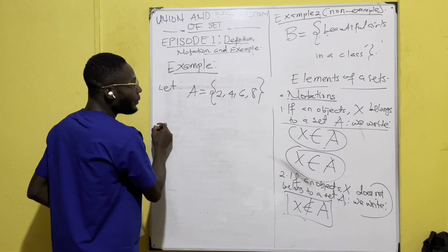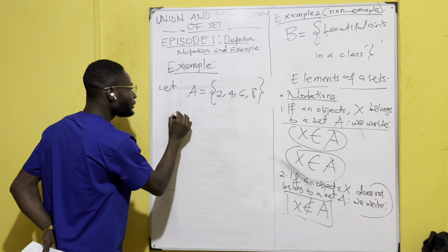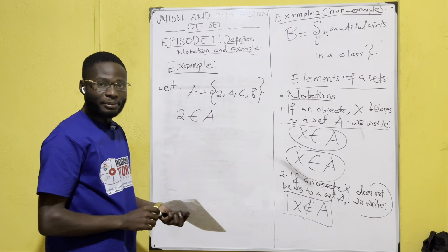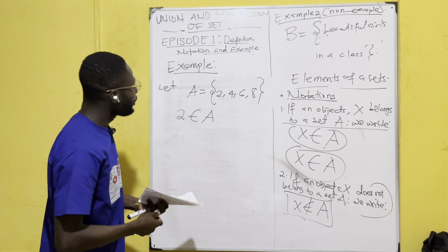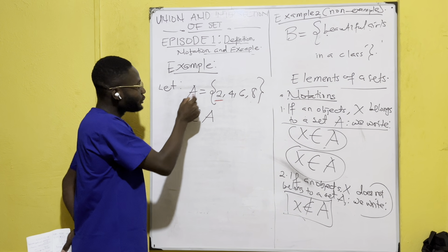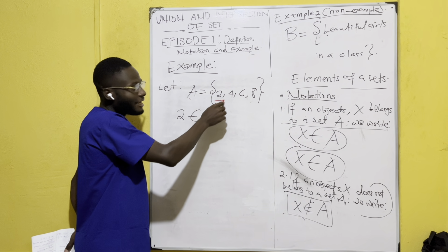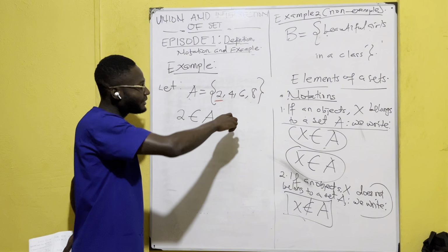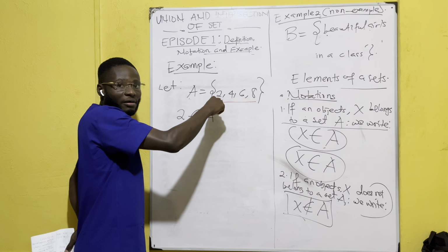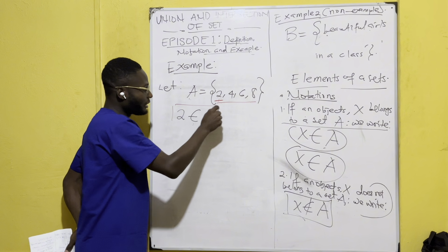And then we can boldly say that 2 belongs to what? A. That is perfectly right, because 2 here is a member of what? The set A. So remember, from the beginning I said that A is the name of what? The set. And the elements or the items inside the set are called what? The elements. All right? So 2 is a member of what? A. So 2 belongs to A. And this is how we represent it.